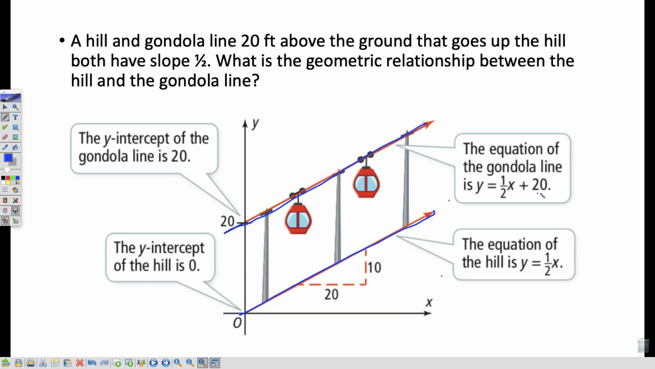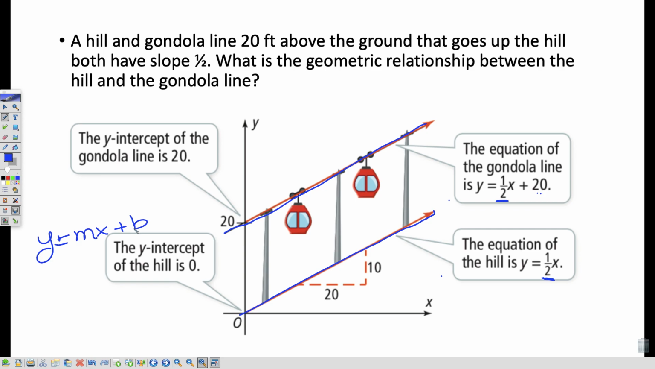The lines don't intersect, but what do you notice about their equations? It's 1/2 x plus 20 and 1/2 x. What is this 1/2? That's the slope. Y equals mx plus b, yes? The slope. Yes, that's a linear equation.